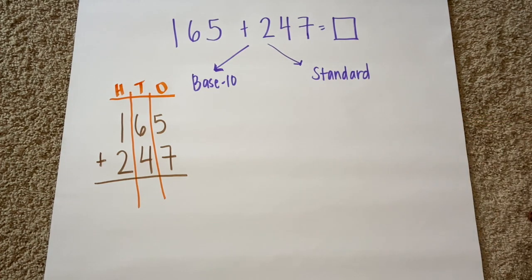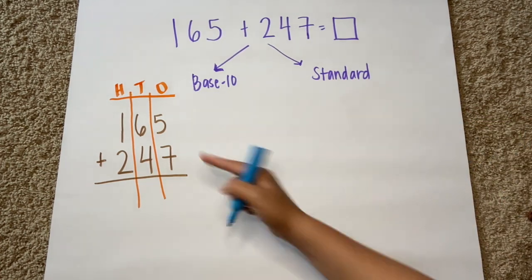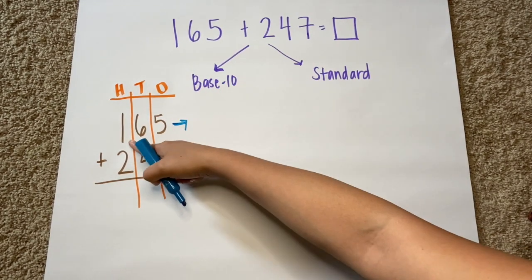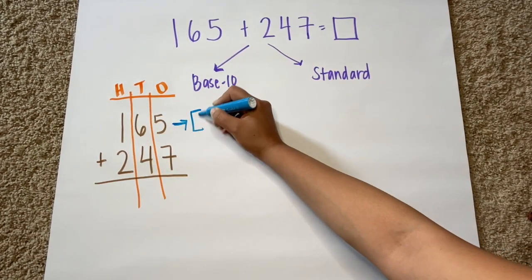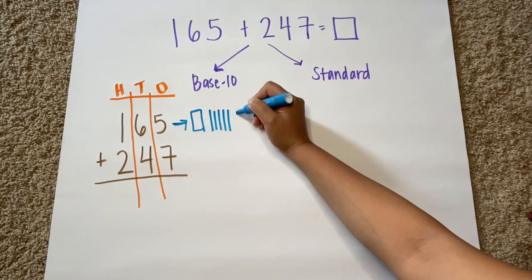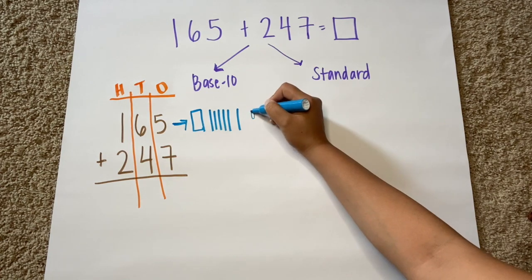Now I'm ready to draw each number in base 10 form. I'm going to start with my top number, 165. I have 1 in the hundreds place, so 1 hundreds block. 6 10 sticks. 2, 3, 4, 5. 5 ones.